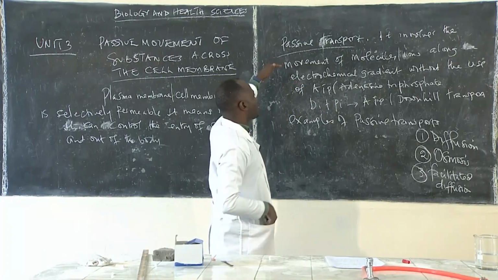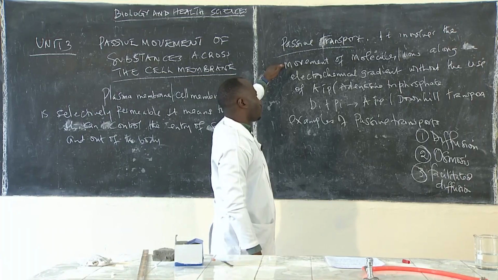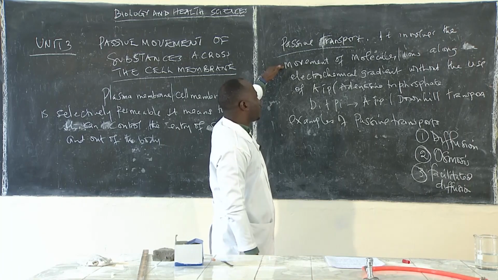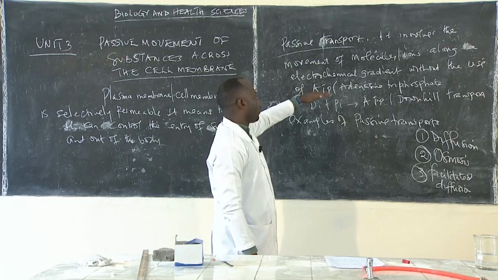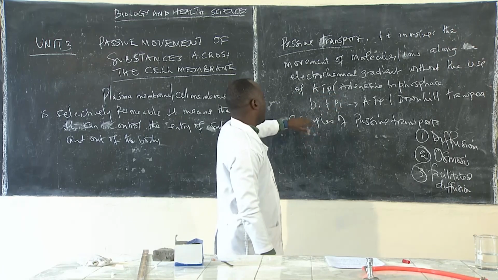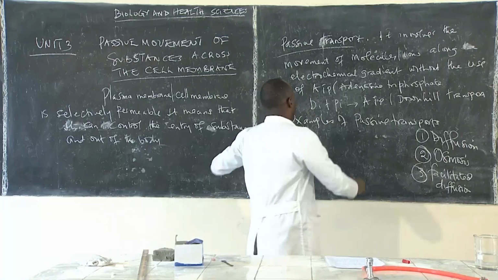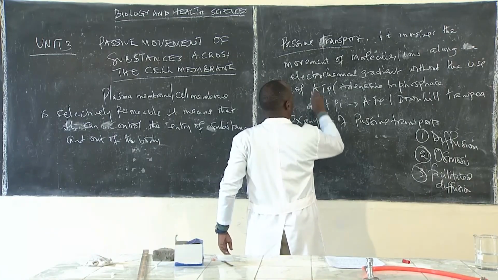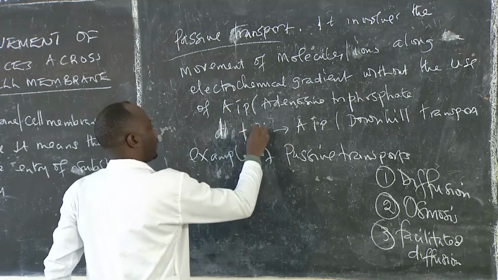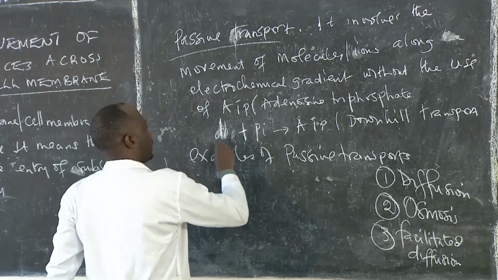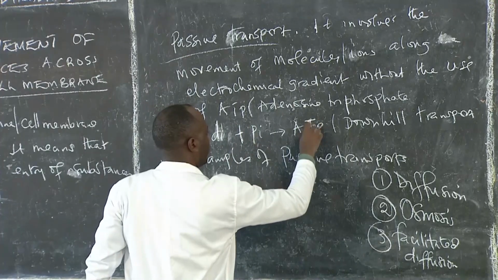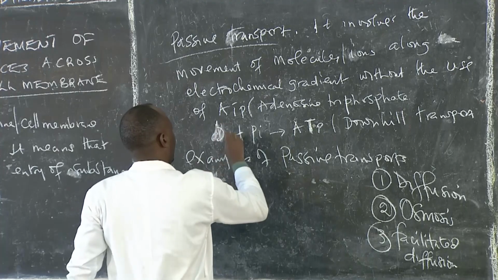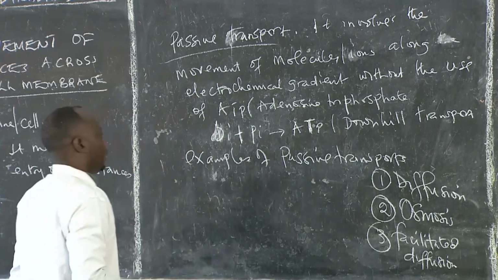It involves the movement of molecules or ions or particles or gases along an electrochemical gradient without the use of ATP. They don't use ATP. They don't use energy. That form of energy is called adenosine triphosphate. And I said when you get a diphosphate plus one phosphate group, you get what you call a triphosphate.